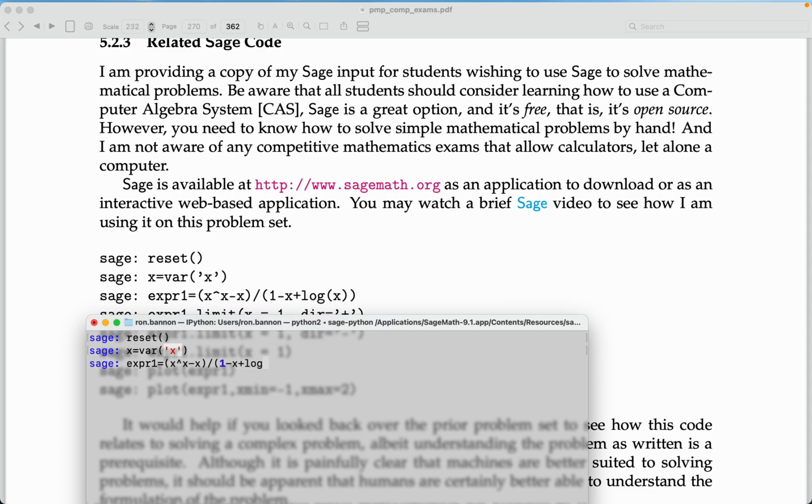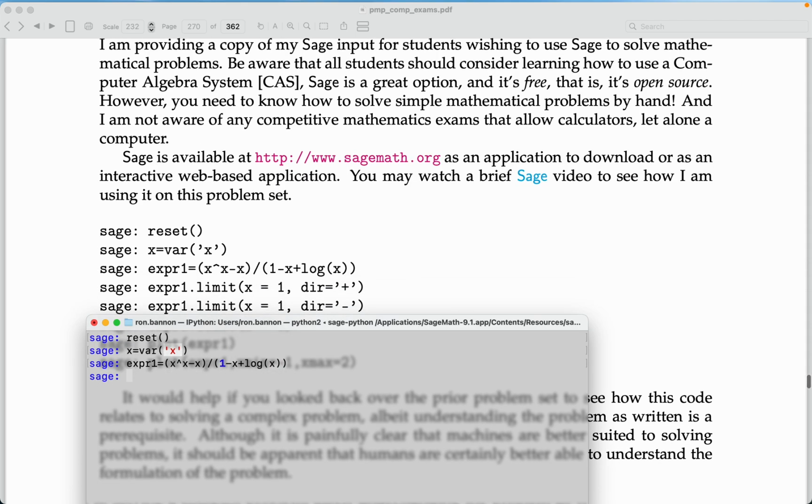I want to remind you that log in Sage or any upper level mathematics courses typically refers to what's called a natural log, or log base e. So we got expression 1, and now I've done this before, so expr1, I want to take a limit, and we've done this before.